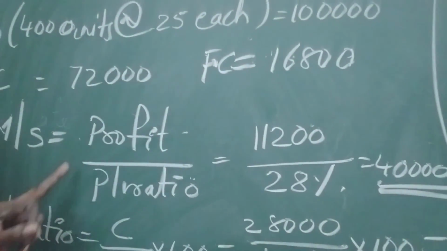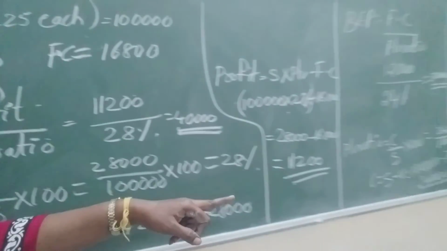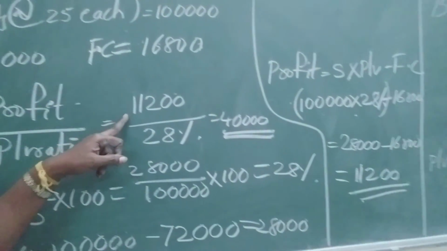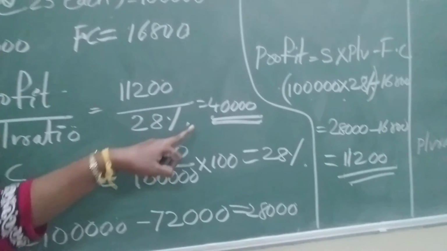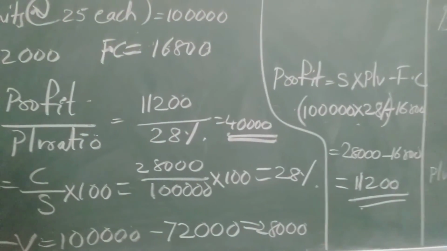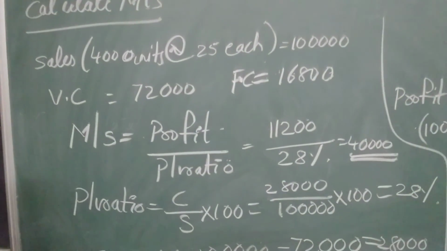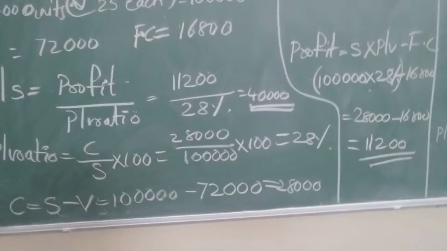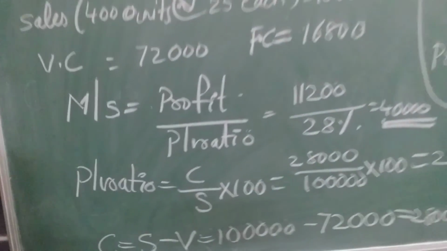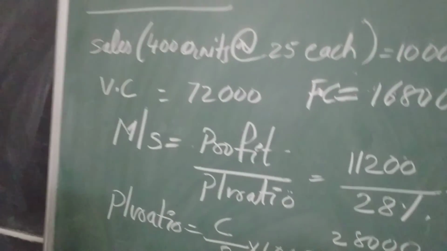Okay, we applied the formula. The formula is what? Profit by PV ratio. That is 11,200 you got from there. 11,200 by 28% if you do, you got 40,000. So this is the answer. Please note down all of you. It is a very, very important problem. I request everyone to note down. And later on don't say that we did not explain the problems.